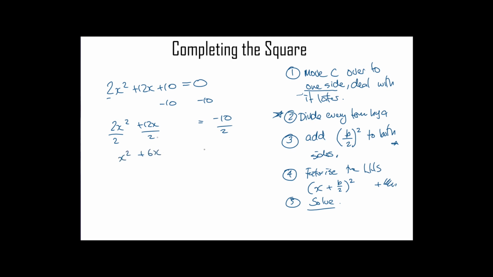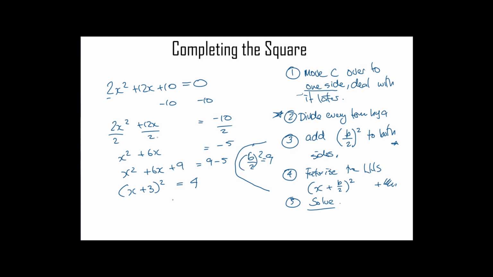Plus 6x equals -5. All right. Now what I want to do is take this 6 here, divide it by 2, and square it. So 6 divided by 2 is 3, so that's going to be 9. And whatever we add to one side, we have to add to the other side. So this is going to be (x + 3)² = 4.